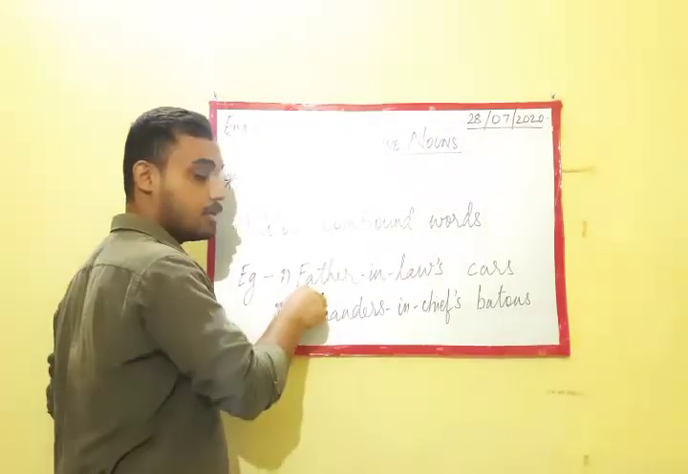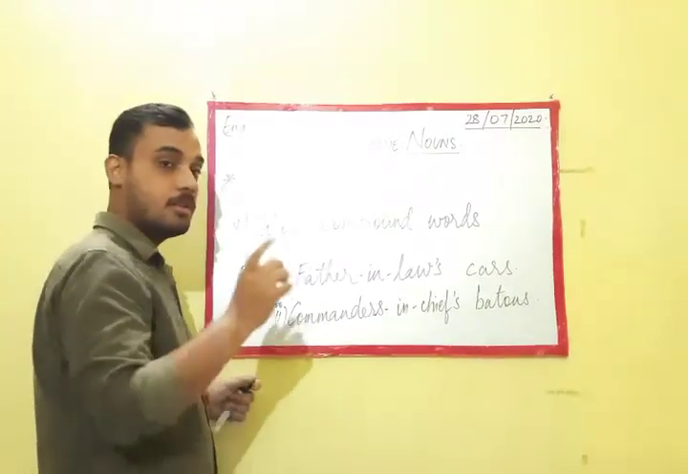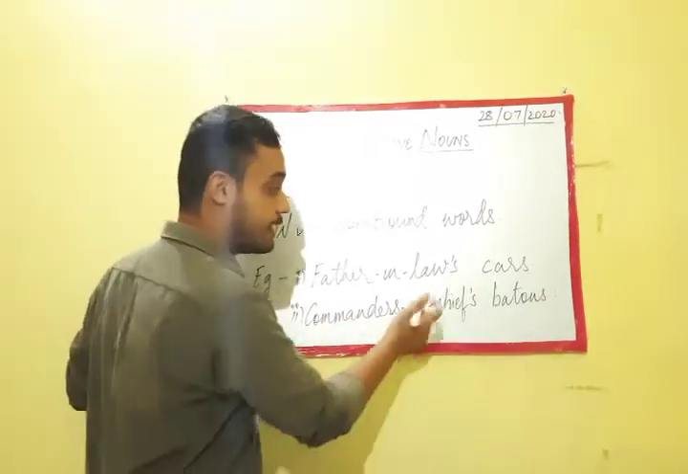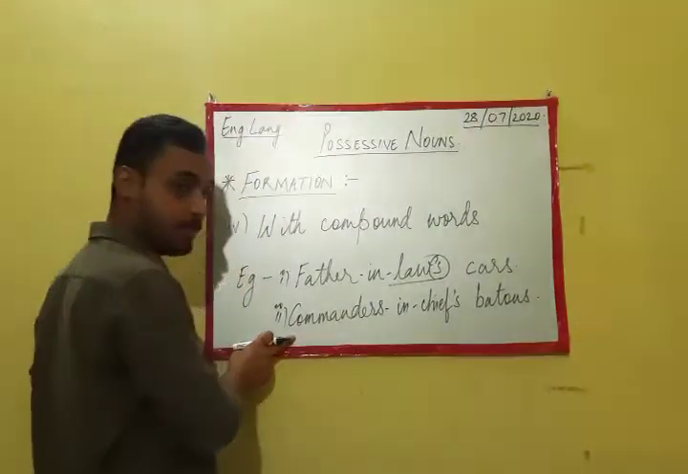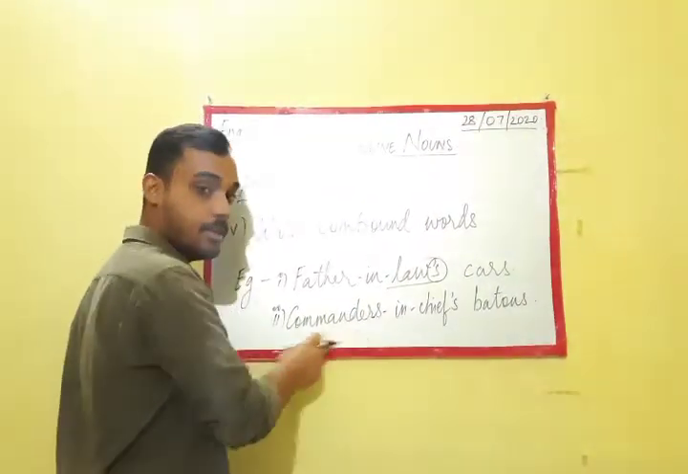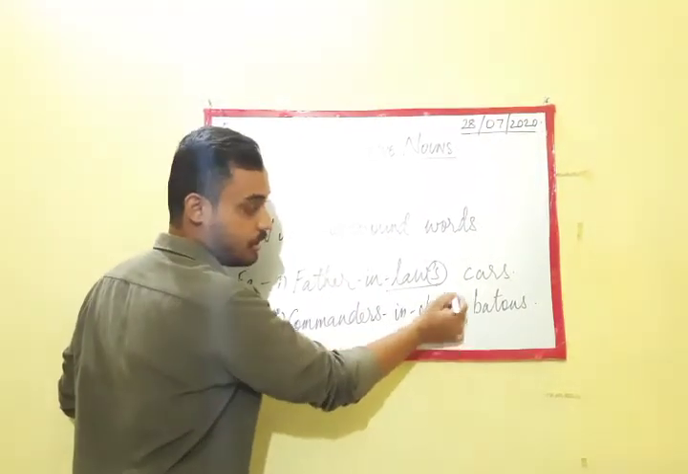Nowhere in these words will you find that I have put apostrophe s. We can't do that. In a compound word, always remember that apostrophe s is always added to the last word. Another example: commanders in chief. Nowhere in these words have I put apostrophe s, but only in the last one.